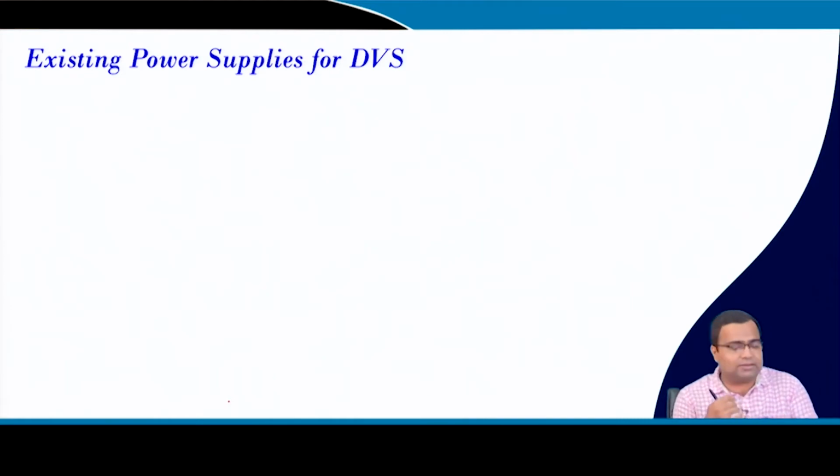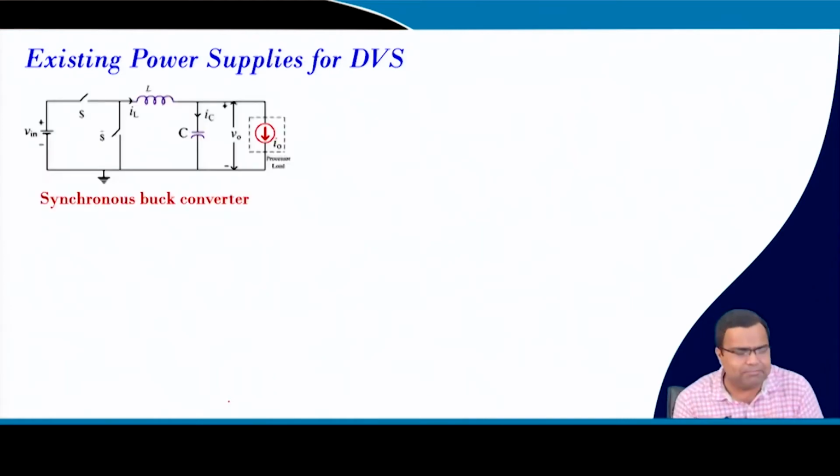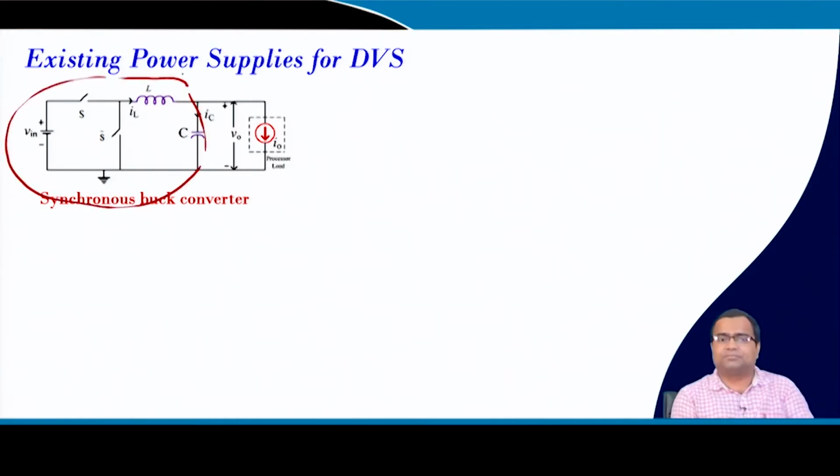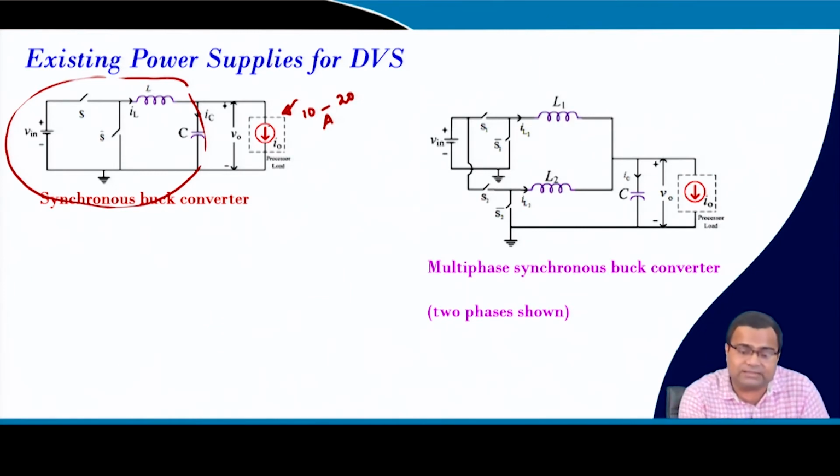Now, we want to find what the existing methods are. The simplest example is a synchronous buck converter, a simple normal buck converter, supplying a processor. This is a very standard one. If the current requirement of this processor is low, let us say 10 to 20 ampere kind of rating, a simple buck converter should be sufficient. But if the current rating increases, even beyond 10 ampere, in some products people go for a two-phase or multi-phase converter. Here I am just showing a two-phase converter.